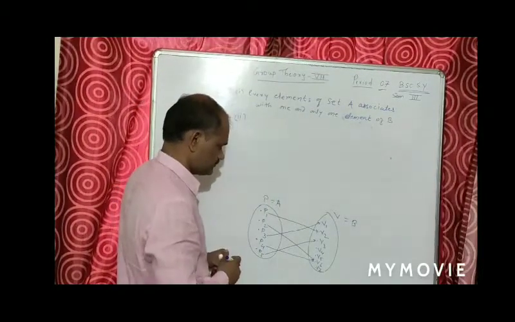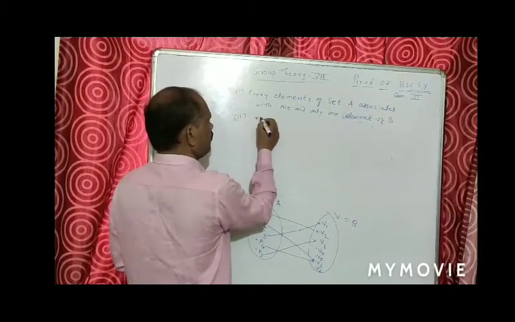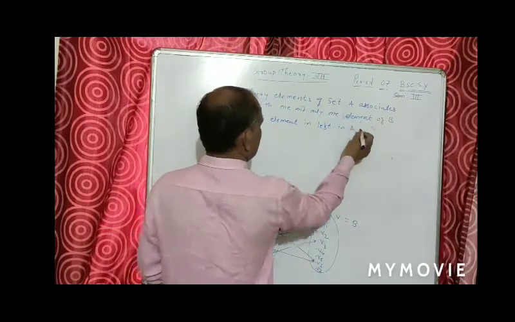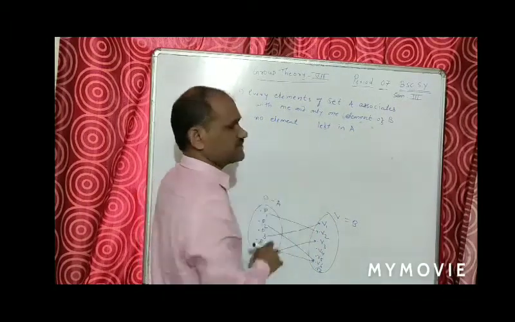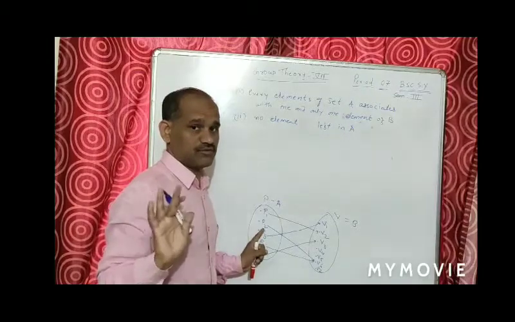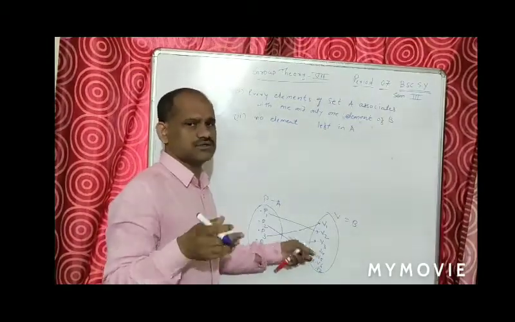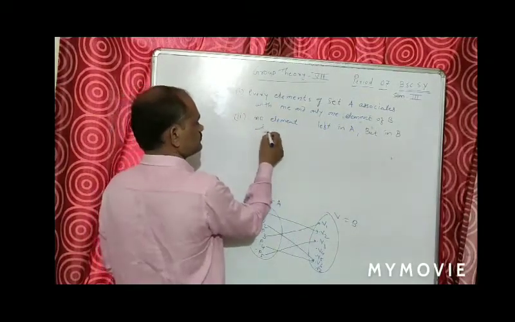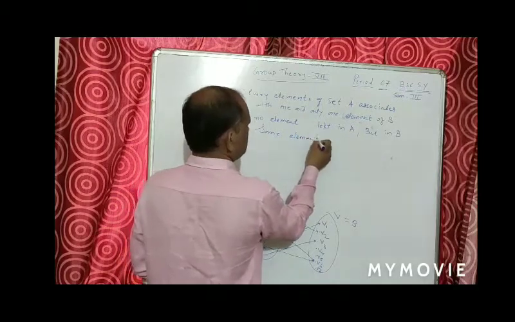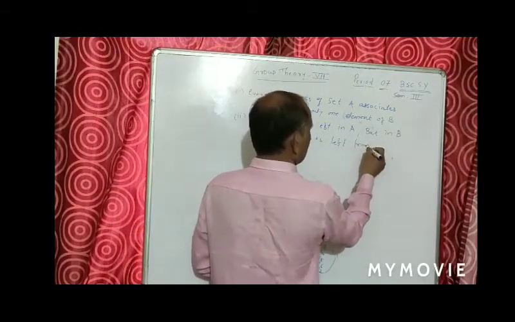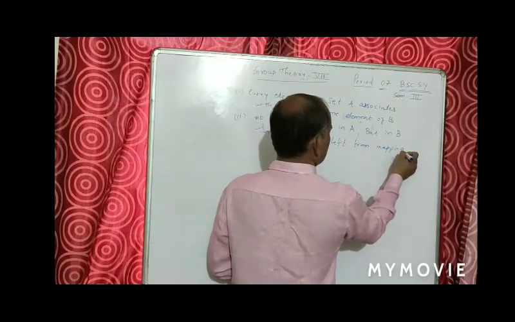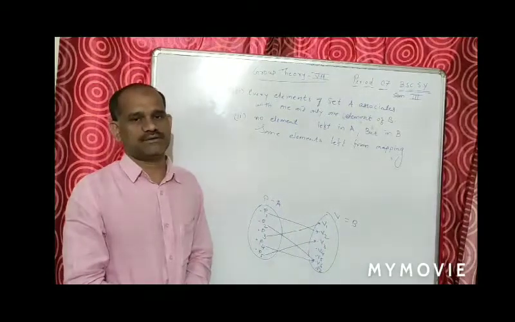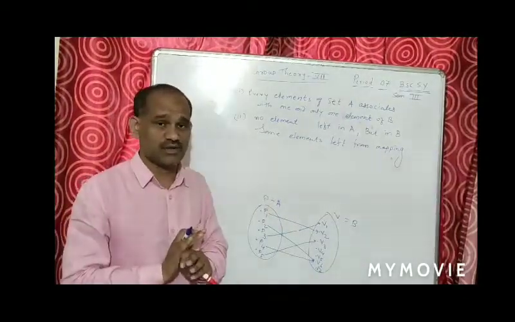And the second important point is, no element is left in A. No element left in A. No element of A is left, but in B some element may be left, but in B some element left from mapping. Like this? Okay. So B can have some extra elements, but extra elements in A are not allowed.